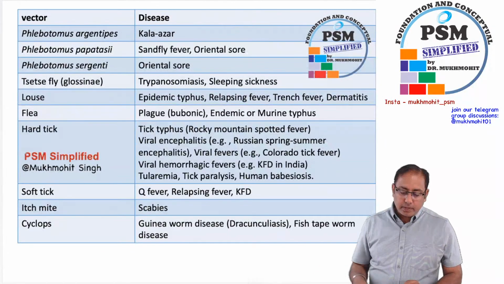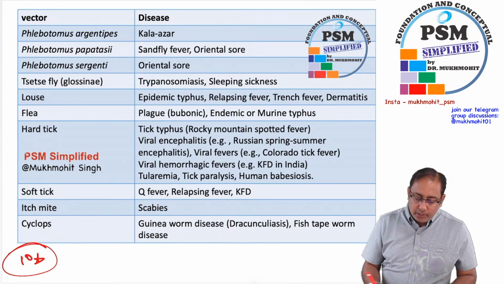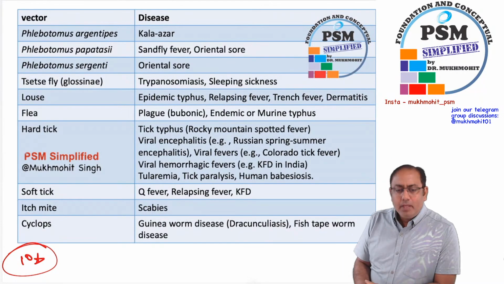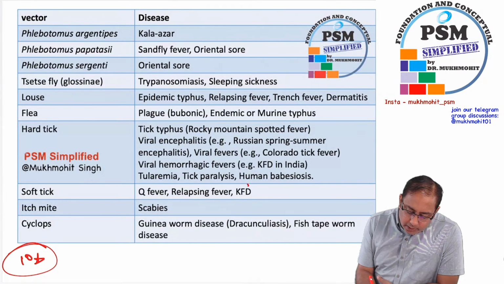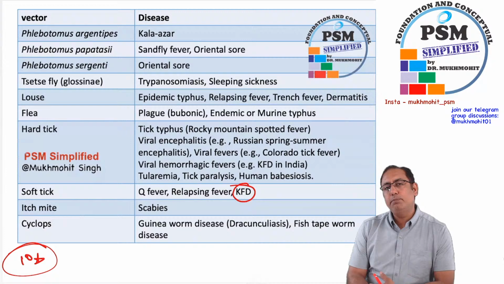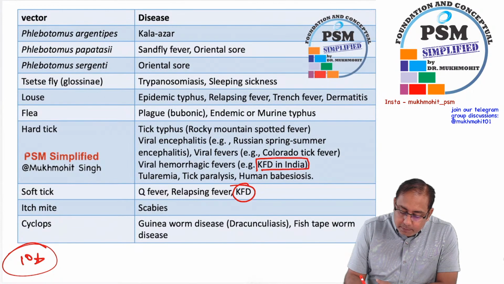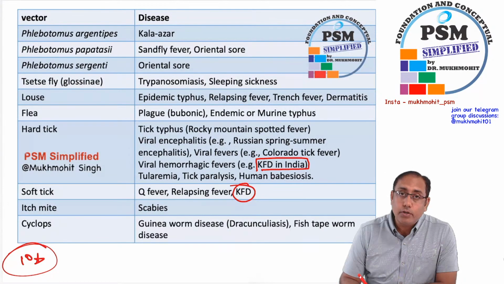This is again a 10-star high yield table, you can take a screenshot of this, what all diseases and what all vectors are there. A lot of times students have confusion on this, specifically talking about KFD. Kyasanur Forest Disease, please note it can spread by soft tick, or it can also spread by hard tick. In India, how does KFD spread? Kyasanur Forest Disease in India spreads via hard tick, but in many countries, soft ticks are also known to transmit Kyasanur Forest Disease.